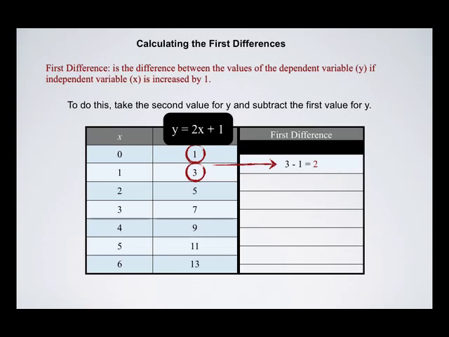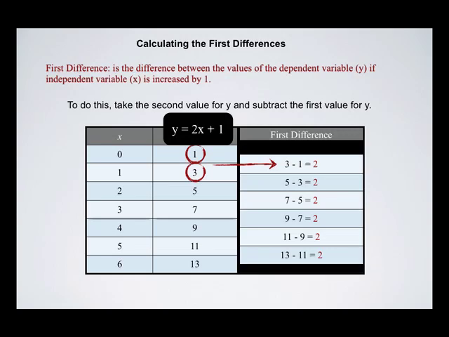So 3 minus 1 is equal to 2. And we do this for consecutive values. So 5 minus 3 is equal to 2. 7 minus 5 is equal to 2. 9 minus 7 is equal to 2. 11 minus 9 is equal to 2, and 13 minus 11 is equal to 2.